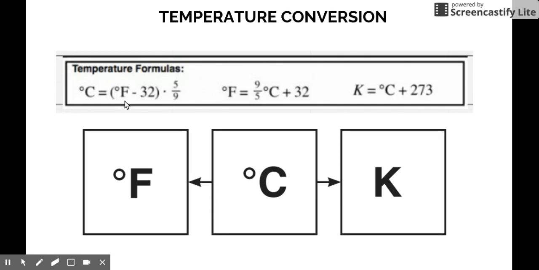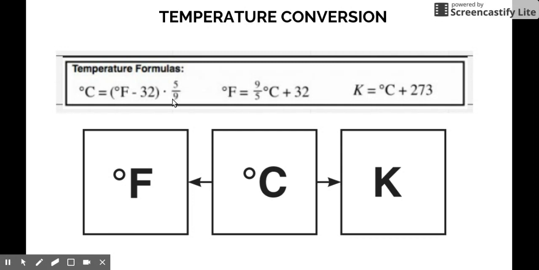Take note: subtraction means leading to a lower value. And if there's subtraction, it should be done first, which means there's always parentheses. What will you subtract? 32. So the Fahrenheit value minus 32, and whatever the difference is, you multiply it by 5 over 9.